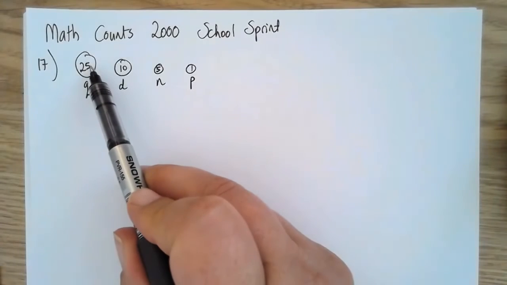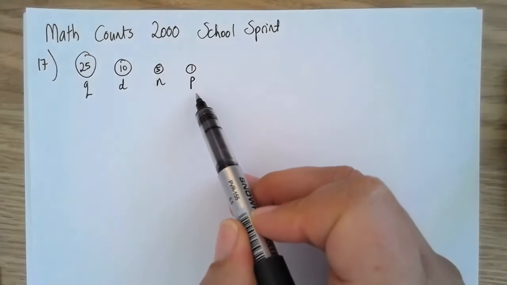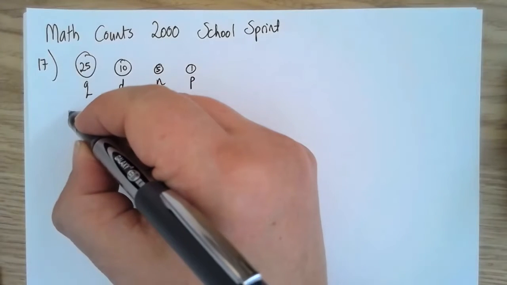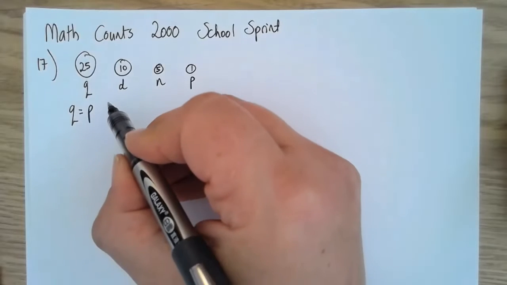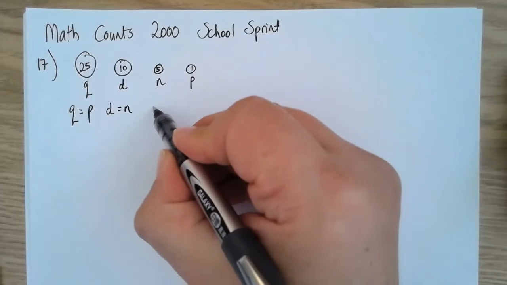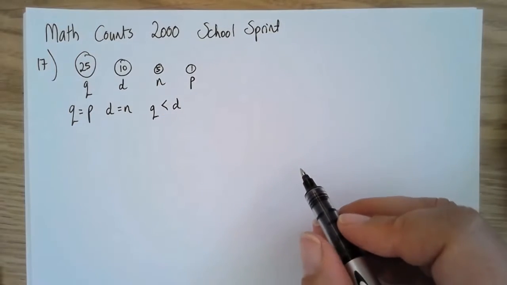A quarter is 25 cents, a dime is 10 cents, a nickel is 5 cents, and a penny is 1 cent. We're also told that Q equals P, the number of quarters is the same as the number of pennies, and the number of dimes is the same as nickels. We're told that there are fewer quarters than dimes.